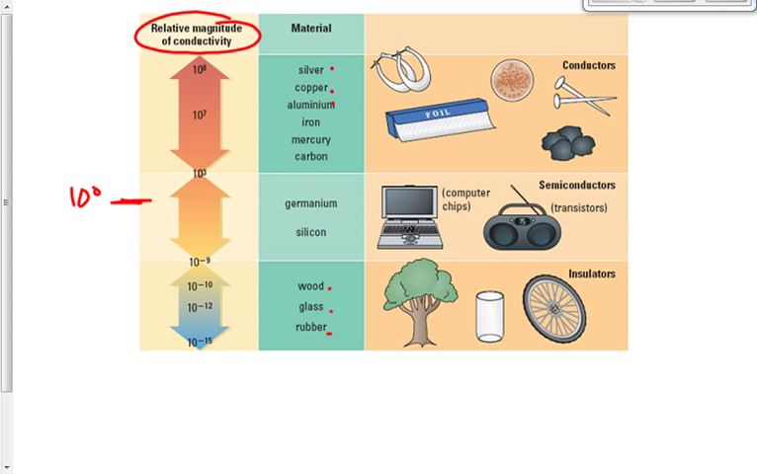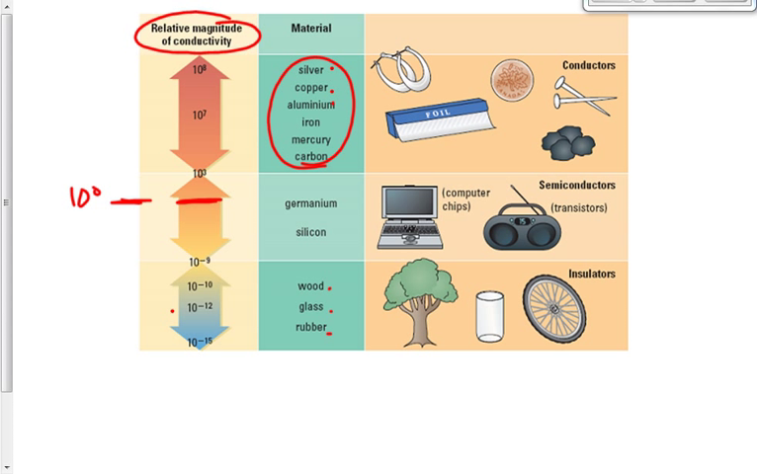Then we can say that silver is 10 to the 8 times, that's 100 million times better of a conductor than something that is right around here, something like germanium. Whereas something like glass is 10 to the 12 times worse of a conductor than, say, germanium. So we've got these conductors that vary quite a lot, from 10 to the 4, let's say, all the way up to 10 to the 8. They vary by about a factor of 10,000.